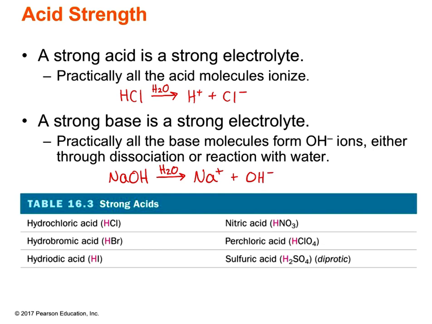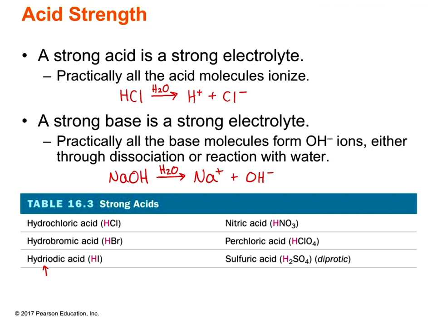And down below, there's a table from your textbook listing some strong acids. So you'll notice that on the left-hand side, we have hydrochloric acid, hydrobromic acid, and hydroiodic acid. Oh, looks like there's a little typo there in your textbook, though. It's missing an O. And all of these acids contain a halogen. And then on the right, we have some polyatomic ions. So these would be oxyacids. We've got nitric acid, perchloric acid, and sulfuric acid.